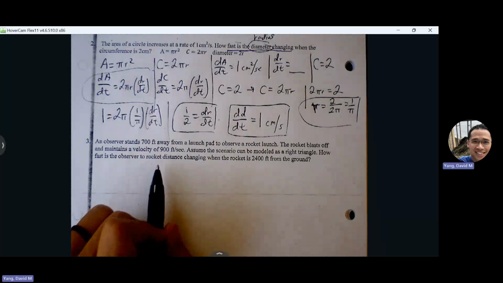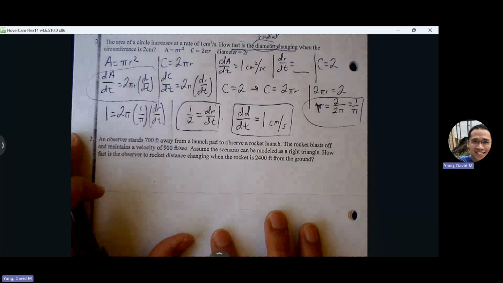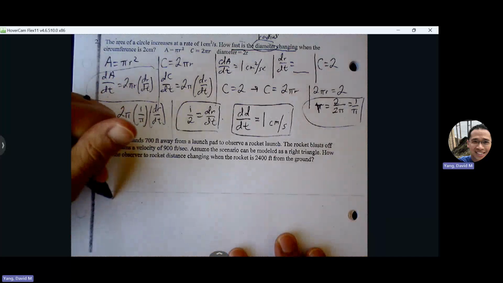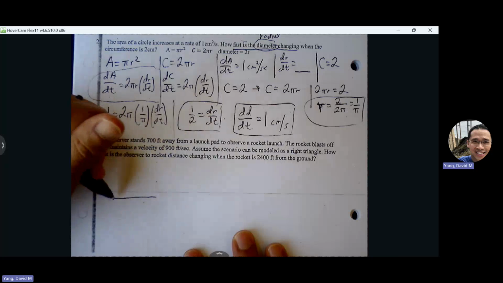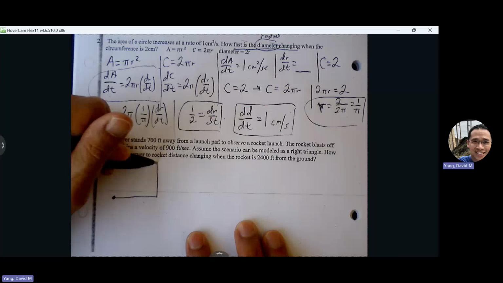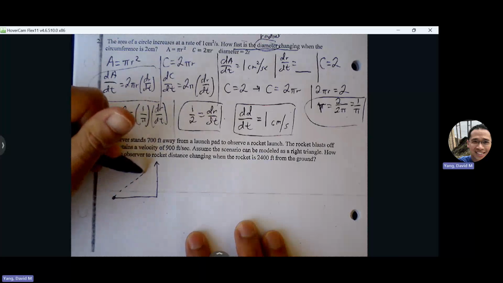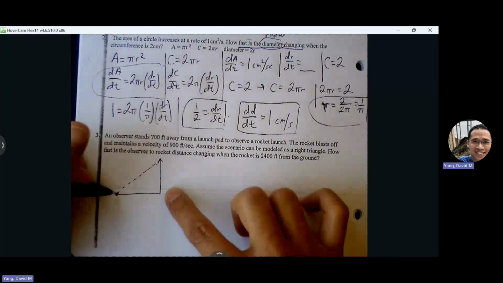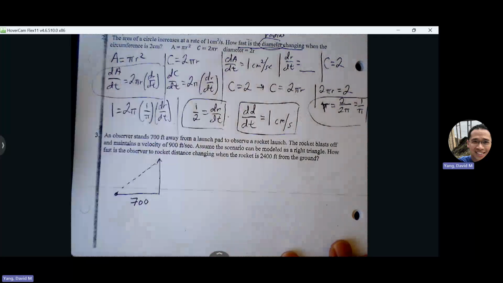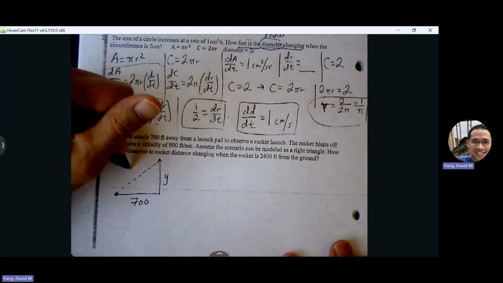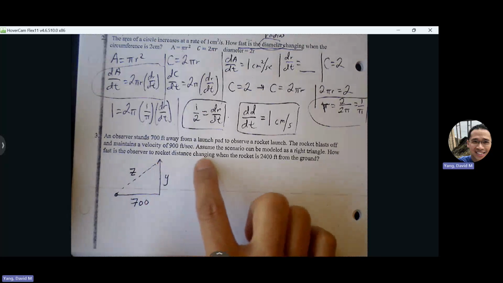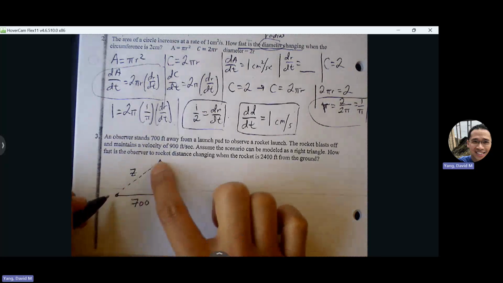I also want to talk about a Pythagorean theorem problem that is not a triangle so that we can see some other variations. And we're also going to see some today as well. So we have an observer. He's standing 700 feet away from the launch pad. And the rocket launches off in this direction. So we have a triangle that's being formed. We know the observer and the base of the launch pad is never going to change. So that's going to stay at 700. But we know that y is changing and z is changing. How fast is the observer to the rocket distance changing? So we're ultimately looking for dz/dt.